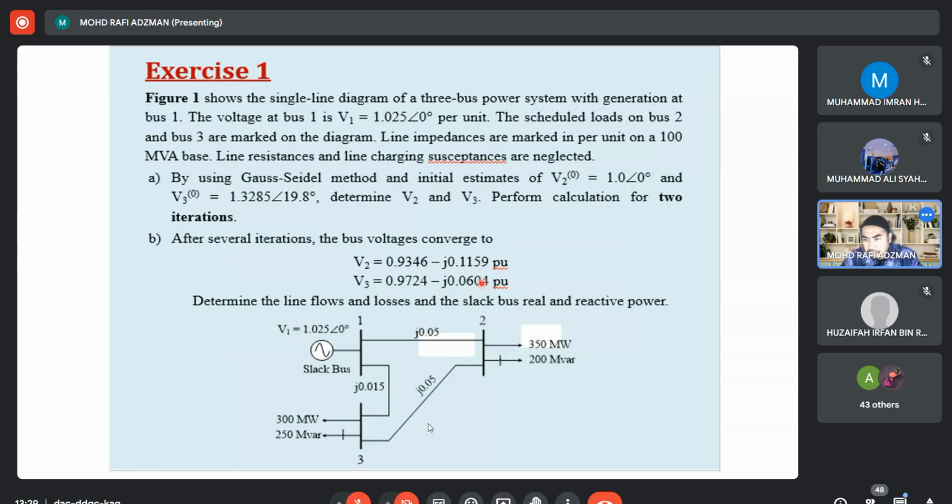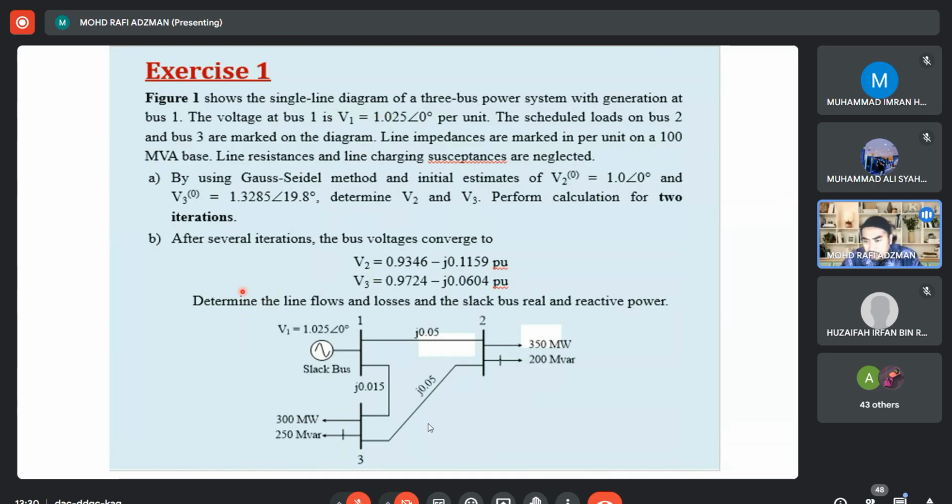So maksud dia, dalam case B ni, it's already stated that after several iterations, meaning maybe after it's converged, when it finds the accuracy that is required, we find these two phasor values, V2 and V3. Okay. So with these two, V2, V3, and V1, okay, we have V1 here.